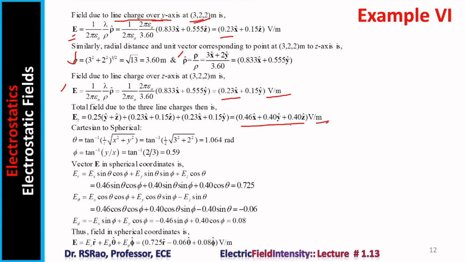This expression is in Cartesian, but we are asked to find it in spherical, so conversion is to be done. First we have to find theta from the coordinates. Theta is 1.06 radians. Phi can be computed; it is 0.59. Now ER, E theta, E phi are found using the expressions shown here. Substituting the available values, E equals ER R cap, E theta theta cap, E phi phi cap, which is 0.725 R cap minus 0.06 theta cap plus 0.08 phi cap volts per meter.